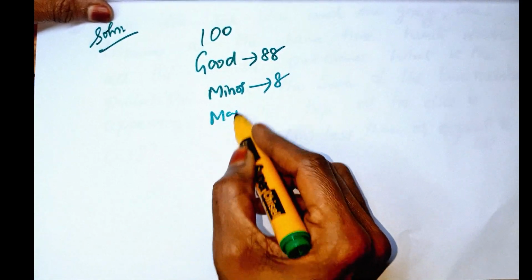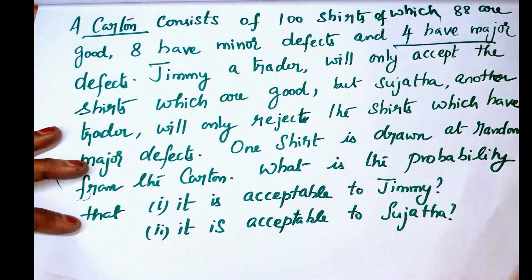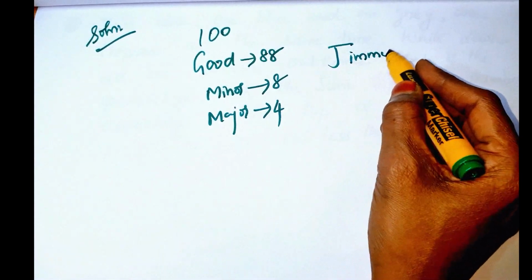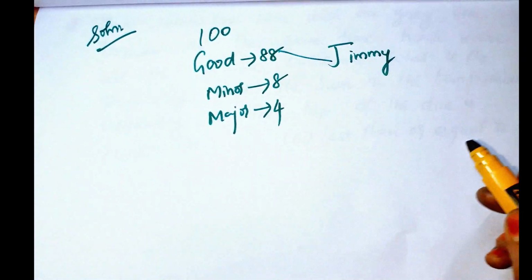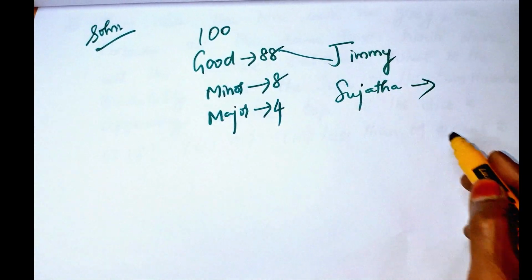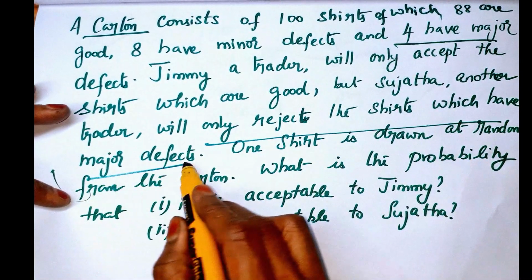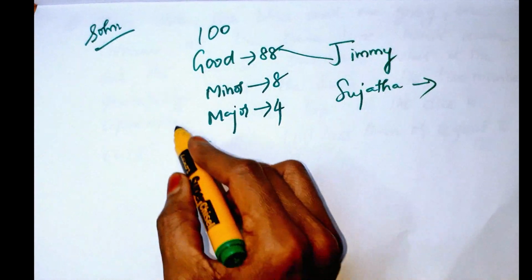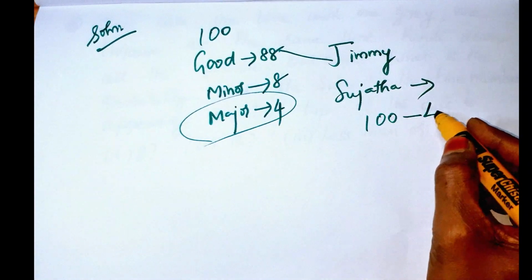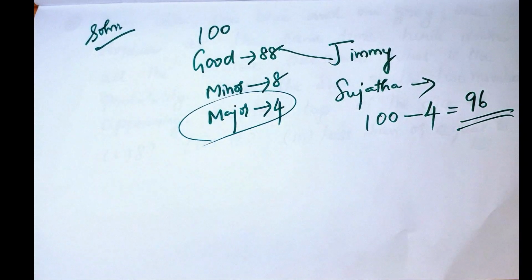And major defects is 4. So these 4 have major defects. Jimmy will accept only good products, this one. And Sujata will reject the shirts which have major defects. How many are having major defects? 4. So from 100, she will reject only 4. So the other 96 products she will accept.